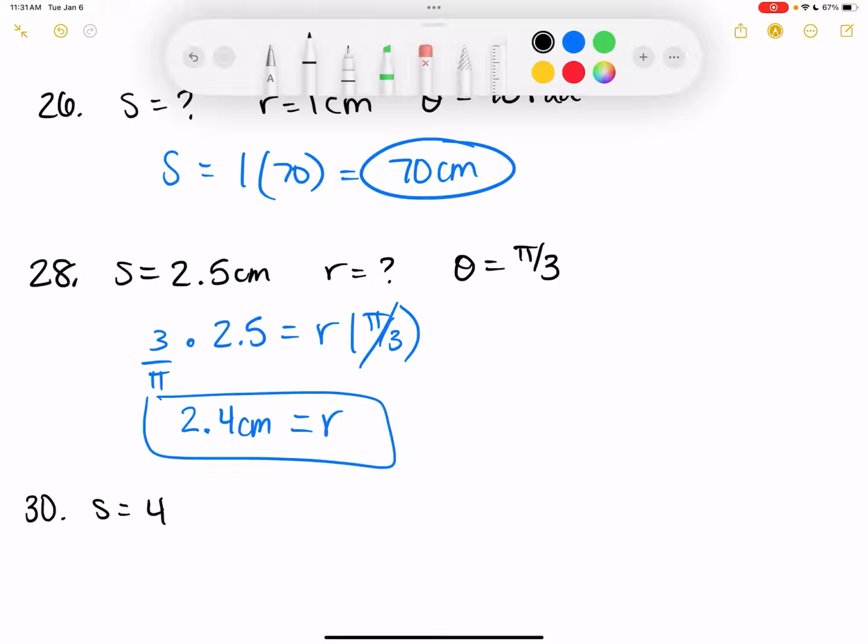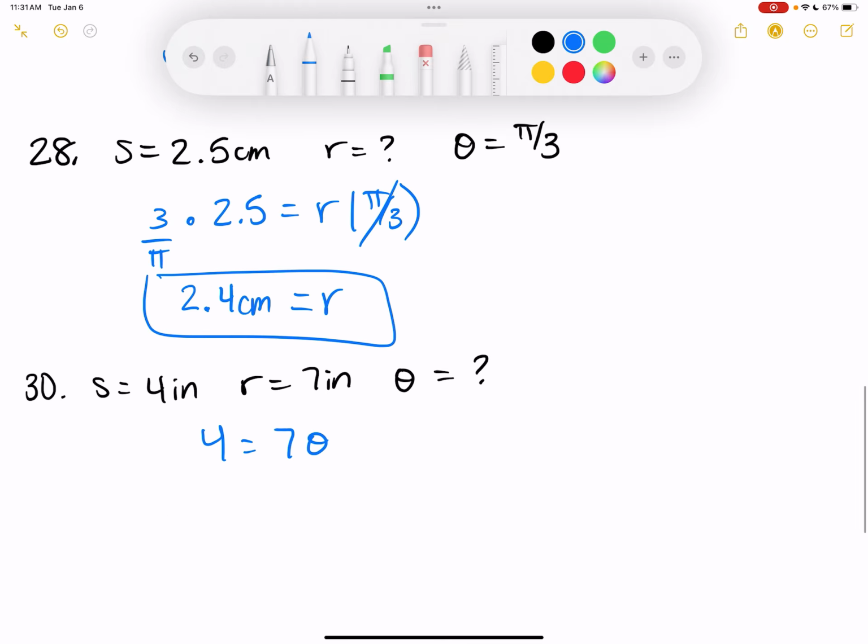S is 4 inches. R is 7 inches, and theta is unknown. So I've got 4 equals 7 times theta. So theta is equal to 4 over 7. Because this doesn't have a pi, you need to write RAD for radians.